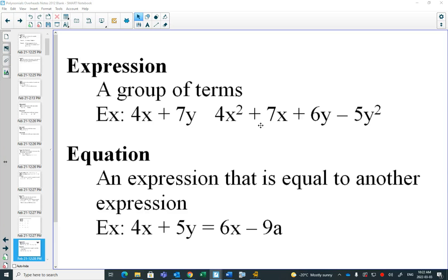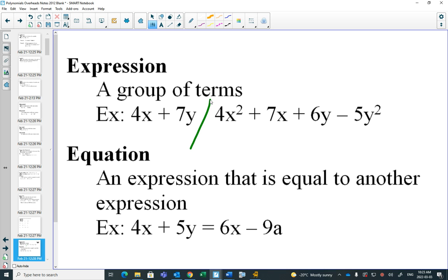Things that are an equation and one of them is an expression. The difference between the two of them is whether there's an equal sign or not. So in mathematics, when we just put a group of things together, and I've got 4x plus 7y, without an equal sign, we would call that an expression.